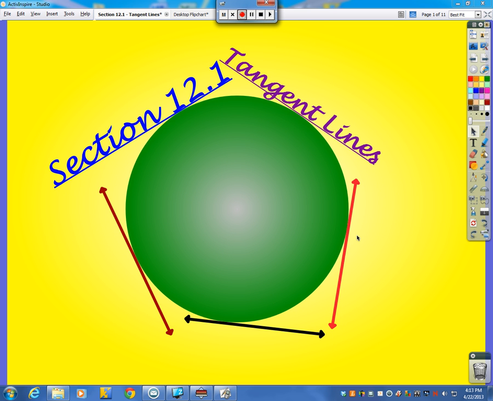Welcome to Chapter K. We've got 6 lessons in this chapter. We're going to start with our first one here, and the title of it is called Tangent Lines.